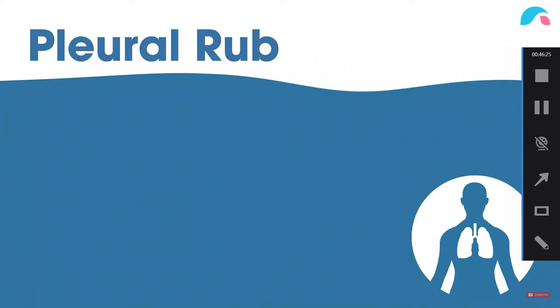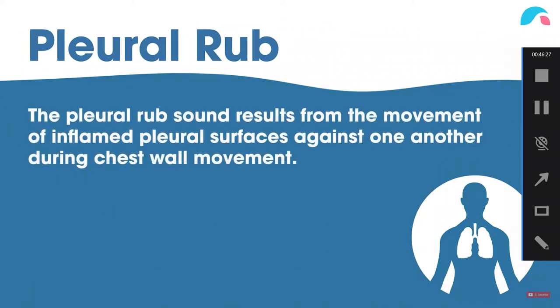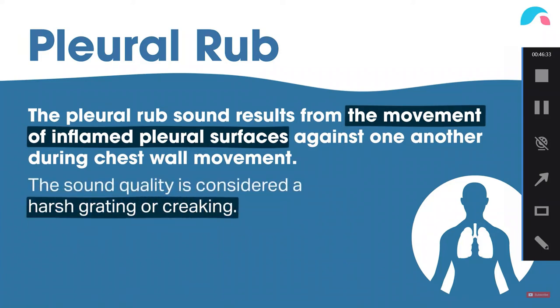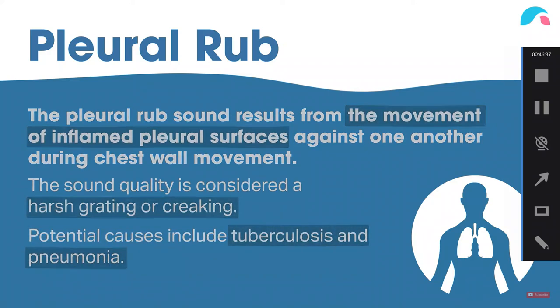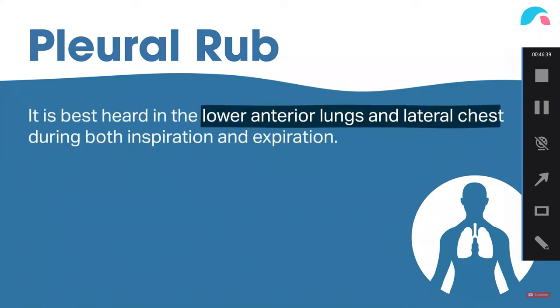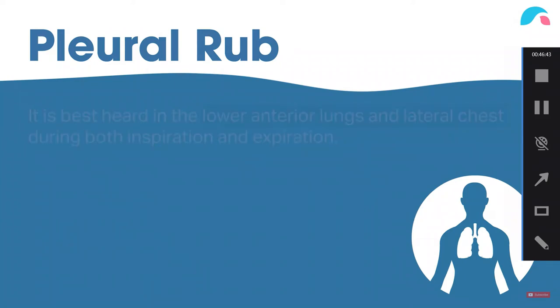Pleural rub. The pleural rub sound results from the movement of inflamed pleural surfaces against one another during chest wall movement. The sound quality is considered a harsh grating or creaking. Potential causes include tuberculosis and pneumonia. It is best heard in the lower anterior lungs and lateral chest during both inspiration and expiration.